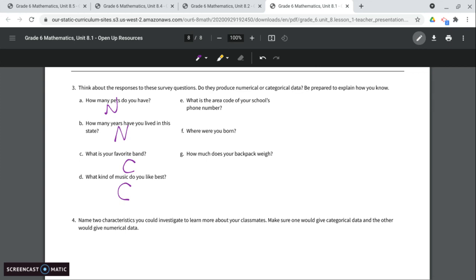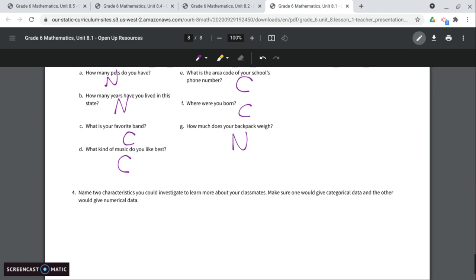What is the area code of your school's phone number? Now, despite the fact that you'd be saying a number, this is categorical because everybody's is going to be the same thing. It's asking a factual question rather than asking something that you're going to give a numerical amount or stating how many of something you have. Where were you born? That's location, so it's categorical. How much does your backpack weigh? That would be numerical. It's a number.